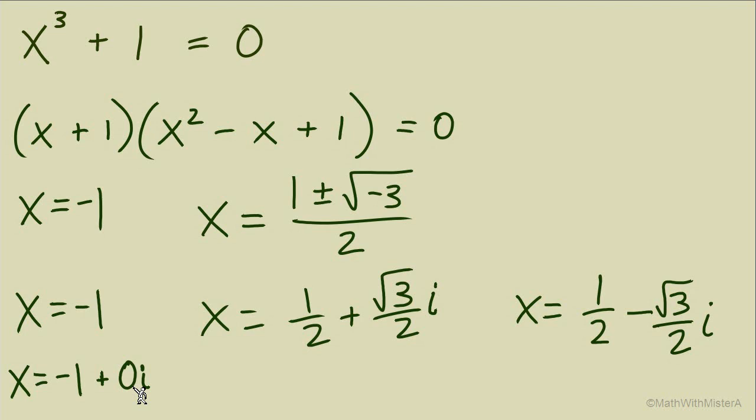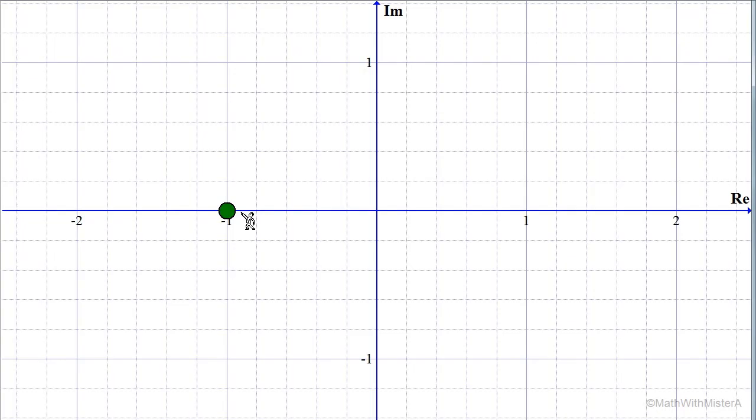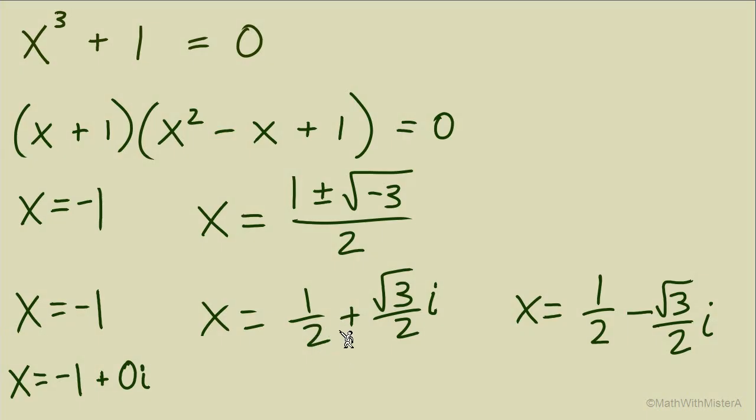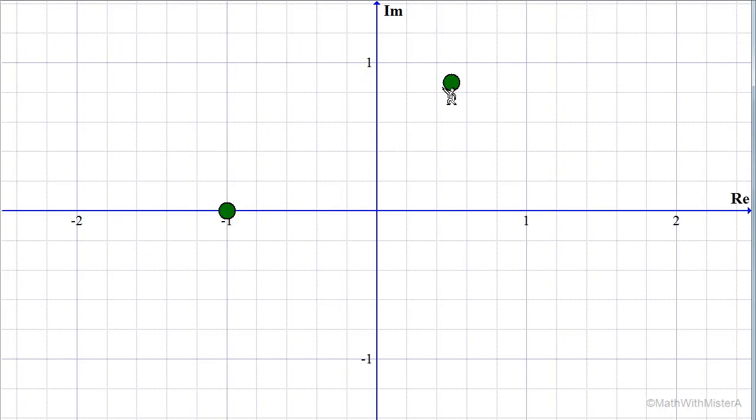So let's look at where these points end up. There's -1 on the real axis with no imaginary part. What was our second point? Positive 1/2 plus radical 3 over 2 i. There is that point, horizontally 1/2, vertically a positive radical 3 over 2. And where's our third point? Positive 1/2 with a negative radical 3 over 2. We see some interesting symmetry among these points.